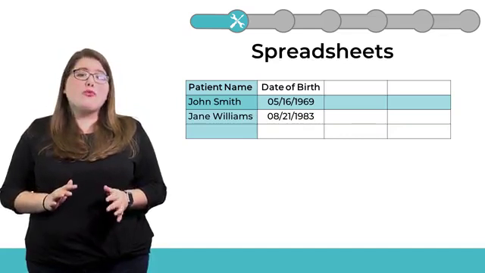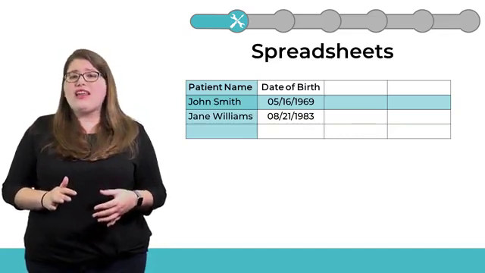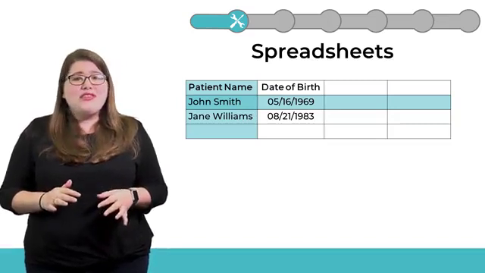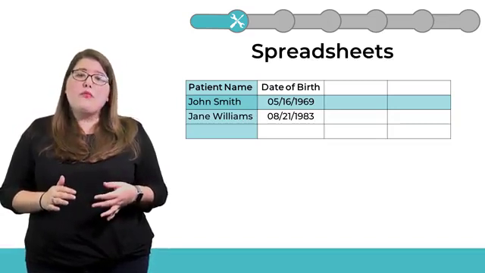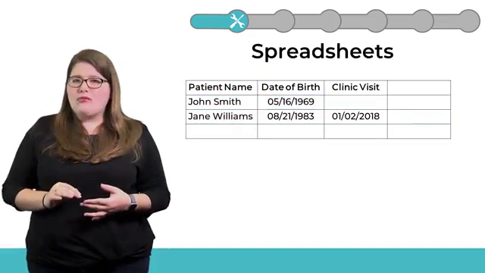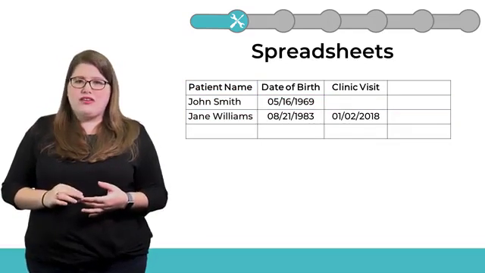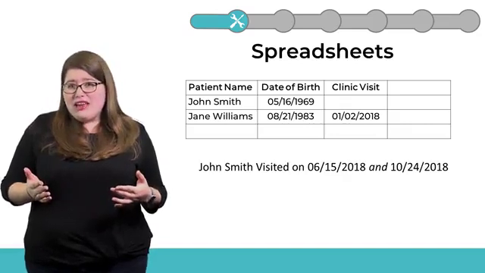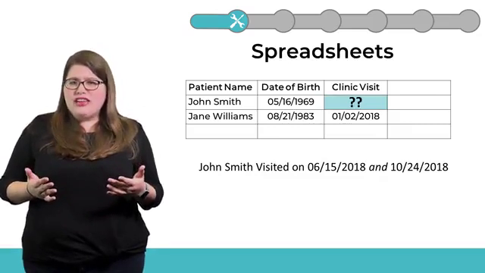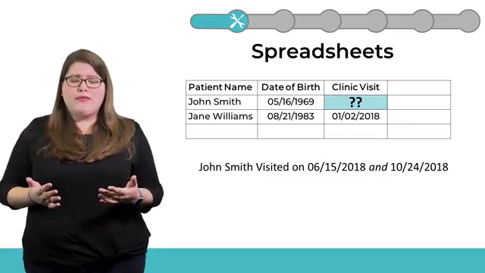This format works really well when there is only one answer to each column for each patient. But this does not work so well when you have multiple events. Imagine that one of the columns is date of clinic visit, but Mr. Smith has visited the clinic multiple times. Which date should go in the column?